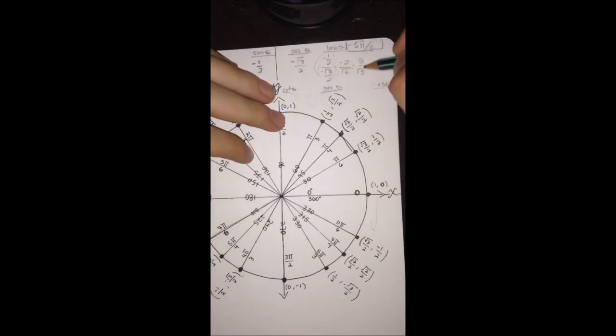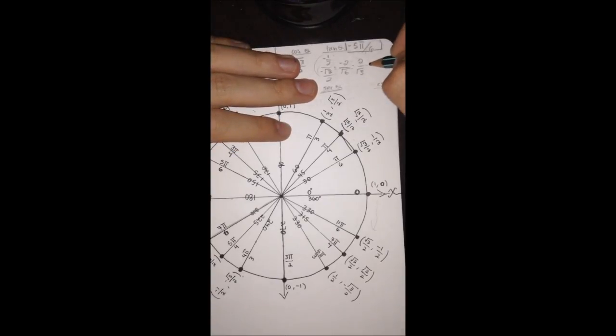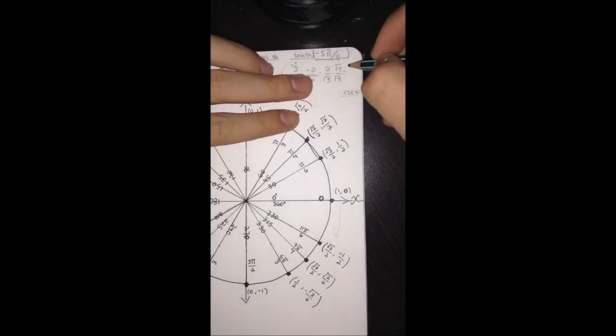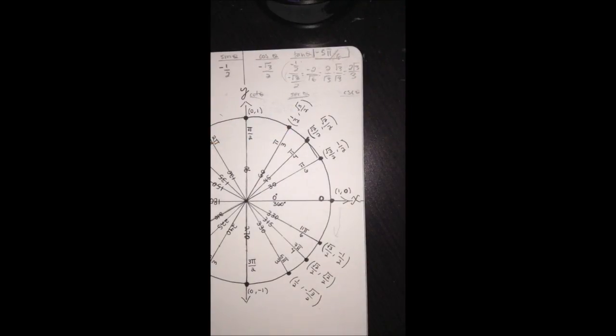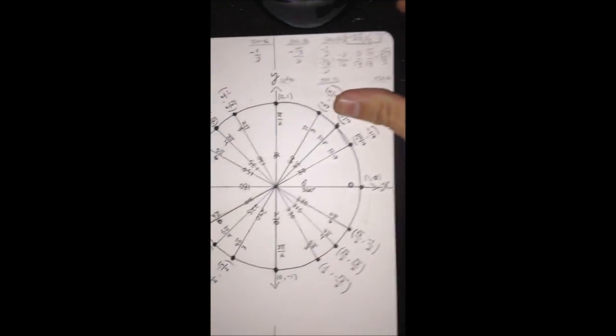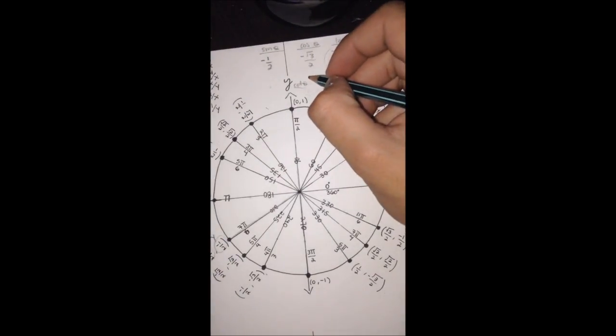We cannot leave a root in the bottom of a fraction, so we will multiply by the number that we have in the bottom, up and down. We will be left with 2 root 3 over only 3. Yes. Now for the cotangent, we'll have the same thing, only we will have x over y.